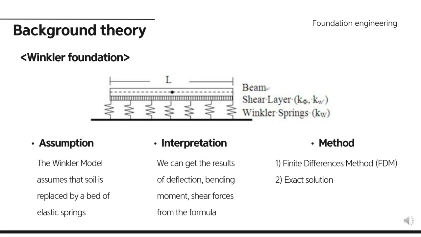Starting with the basic assumption, the Winkler model idealizes the soil not as a continuous medium, but as a series of independent linear springs. In other words, the soil beneath the structure is assumed to provide resistance through individual springs at each point. Using this idealized model, we can derive deflection, bending moment, and shear force based on mathematical equations.